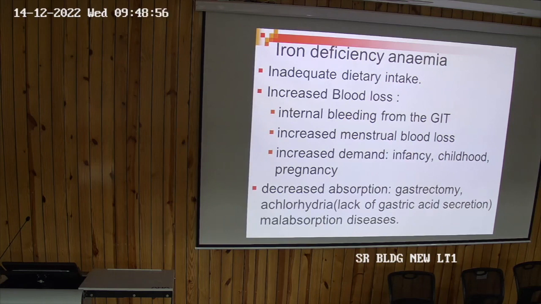Achlorohydria, that is lack of gastric acid secretion, again will create a problem. Fe3+ will not get converted into Fe2+, which will not be available for hemoglobin synthesis, or there may be malabsorption diseases. If there is a problem in iron uptake, there will be a problem in hemoglobin synthesis. Hemoglobin concentration will be low. If hemoglobin concentration is low, the cell will be hypochromic.